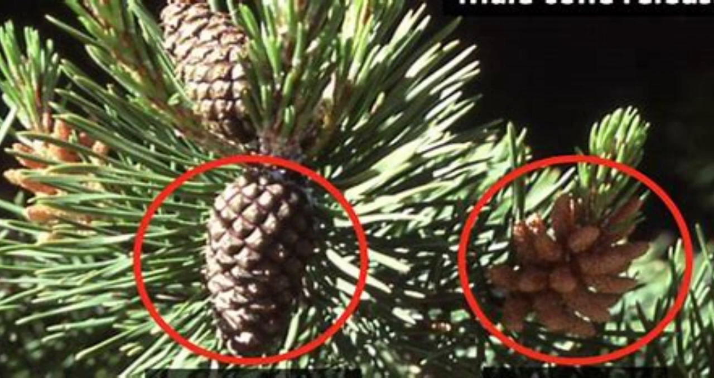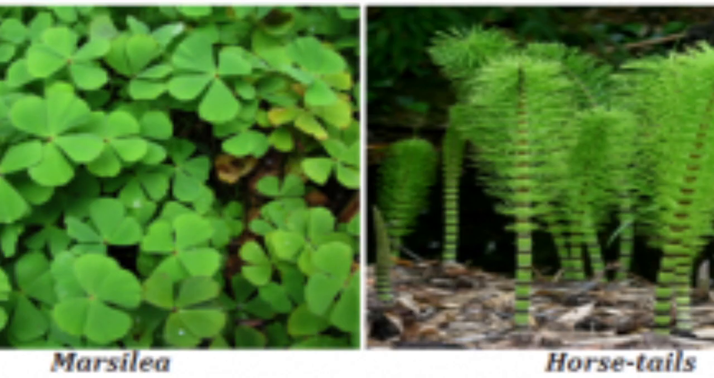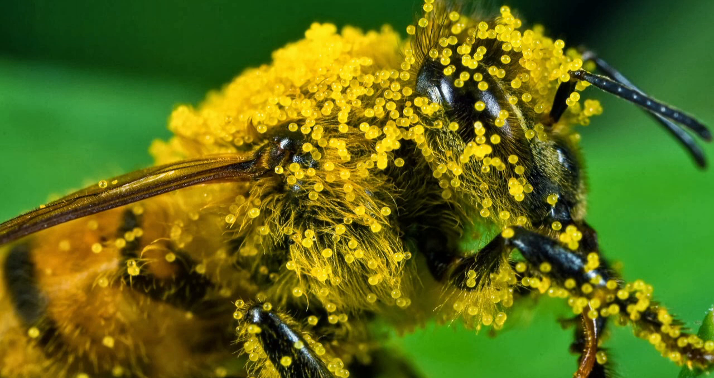Most gymnosperms are wind-pollinated, meaning that the wind transports pollen to other plants. Gymnosperms and other plants rely on bees, hummingbirds, and other animals or insects to help the plant grow and make more pollen.